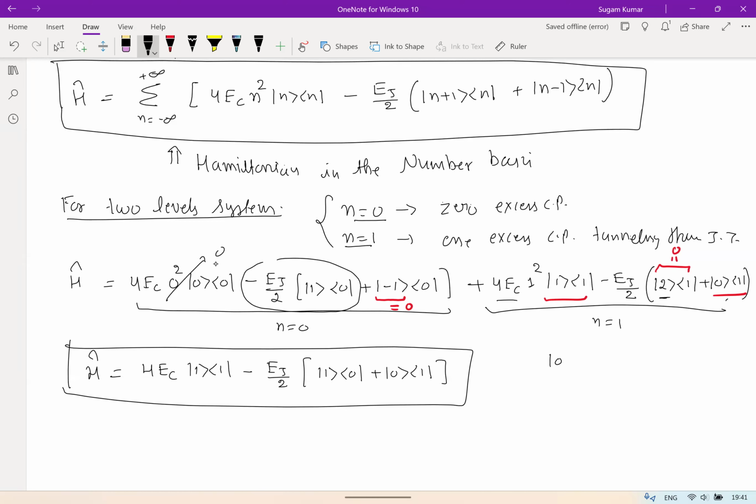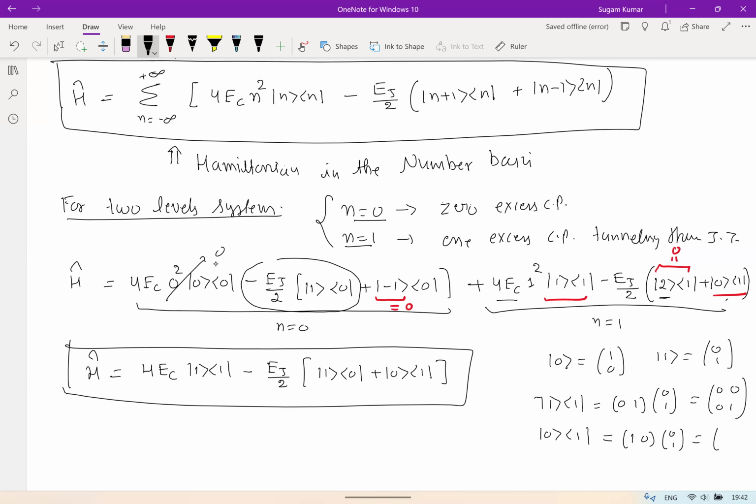Now, if you define 0 as a 1, 0 and 1 as a 0, 1, then the outer product of 1 and 1 becomes 0, 1 and 0, 1. So that is going to be 0, 0 and 0, 1. Similarly, you can see 0 into 1 means 1, 0 and 0, 1. That is going to become again 0, 1, 0, 0. And the same thing I can write for this also.